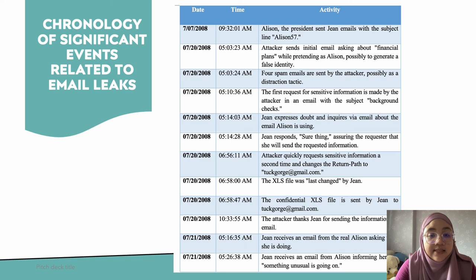But she returned it to an unknown email, which is targosh@gmail.com. So Jen sent all the information and also the Excel file to this email. Then, after the attacker had that file, the attacker thanked Jen for sending the information. And then suddenly the real Alison asked what Jen actually received by email and what Jen was actually doing. So at that time we knew that Alison was hacked.